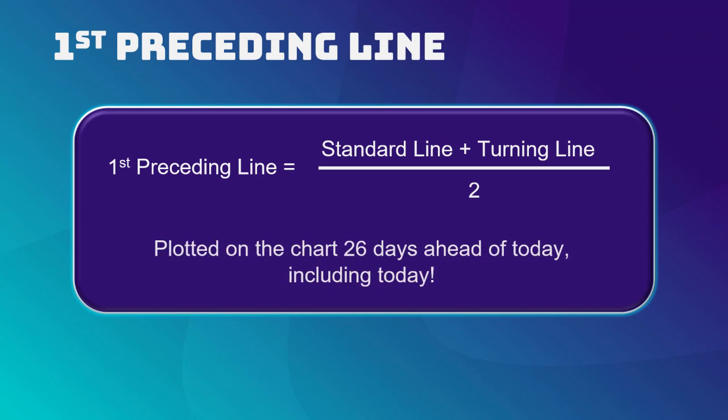That's all it is. And it's going to be plotted on the chart 26 days ahead of today, including today. So you count today as 1, and then you go forward 25 more days, and that's where you actually plot it. So the cloud will be plotted ahead of current price, not behind current price, like the delayed line is.